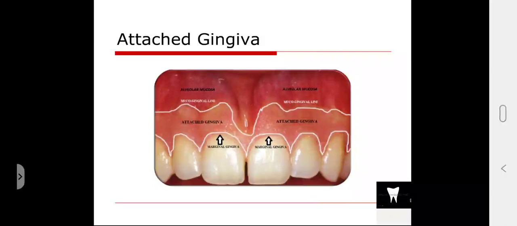The attached gingiva, we see the segmentation here, where the attached gingiva ends, and you have your mucogingival line and then you have your alveolar mucosa. You can easily see that when you retract the lip, you can see the segmentation in your patient's mouth. And then, of course, we have our marginal gingiva right along the gum line there.